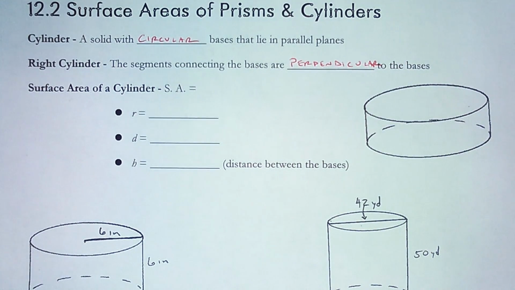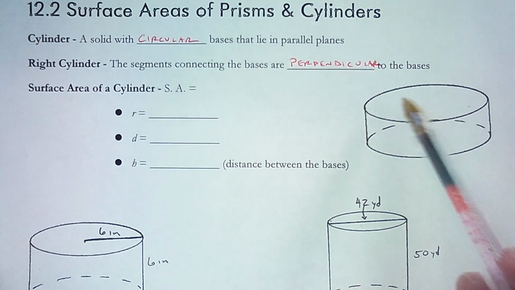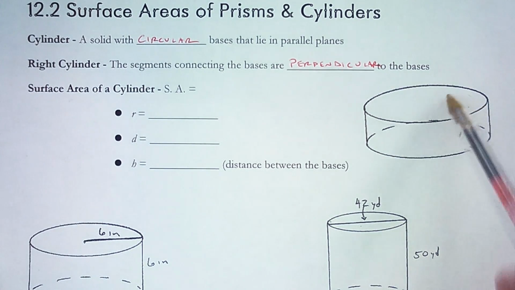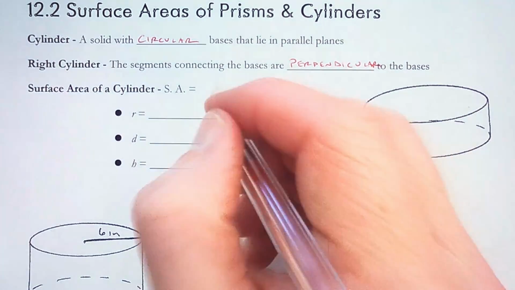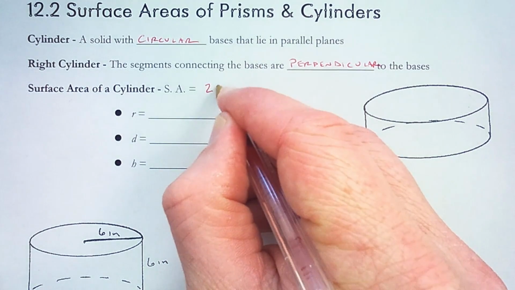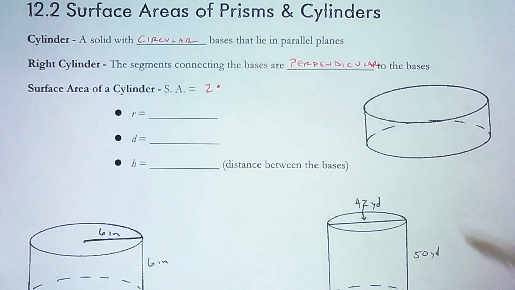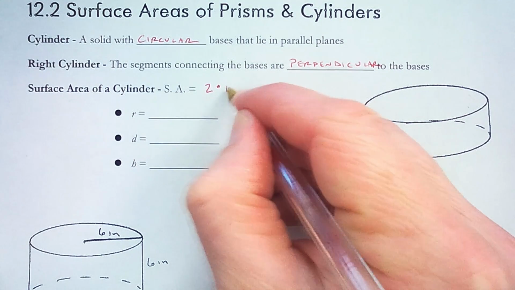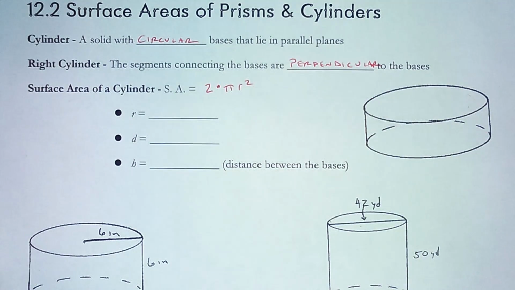To find the surface area of a cylinder, it's basically the same formula as a prism, where it's 2 times the area of the base plus perimeter times height. But in a prism, the shape of the base changes. In a cylinder, it's always a circle. So instead of putting a capital B, I'm going to put the area formula for a circle. So there are two bases that count as part of the surface area, and each base is pi r squared.